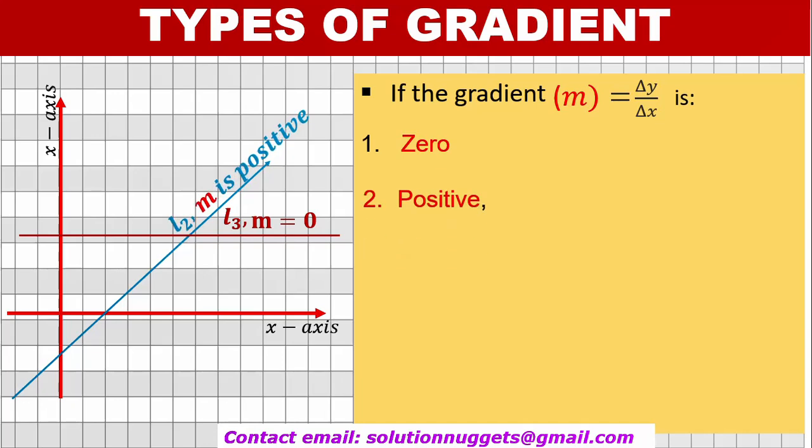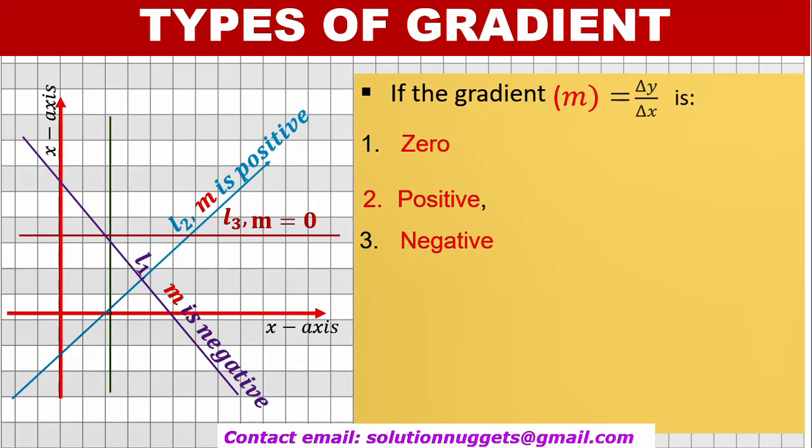Positive gradient, where the slope rises as it moves from left to right. Both x and y values increasing. Negative gradient, the slope falls as it moves from left to right, where the change in y is negative and the change in x is positive, or vice versa. As x increases, y decreases. Undefined gradient, represented by a vertical line, the gradient is considered infinite or undefined because it involves the division of a number by zero.